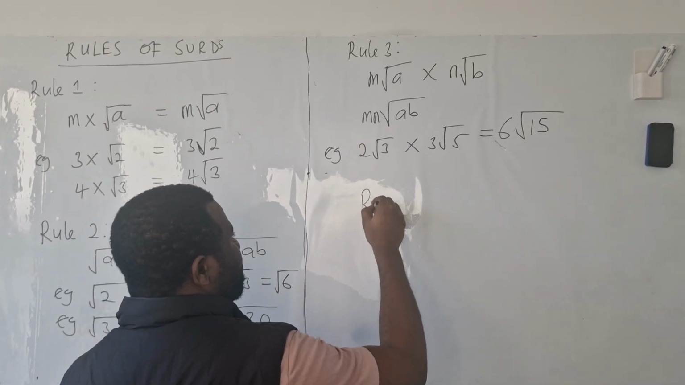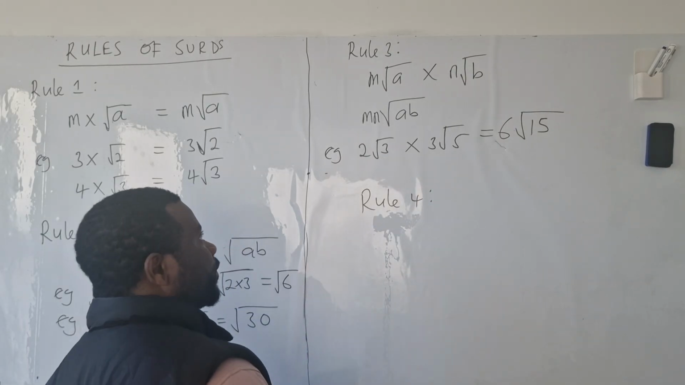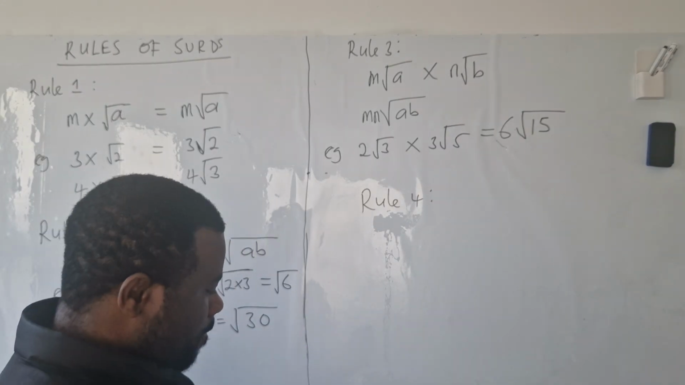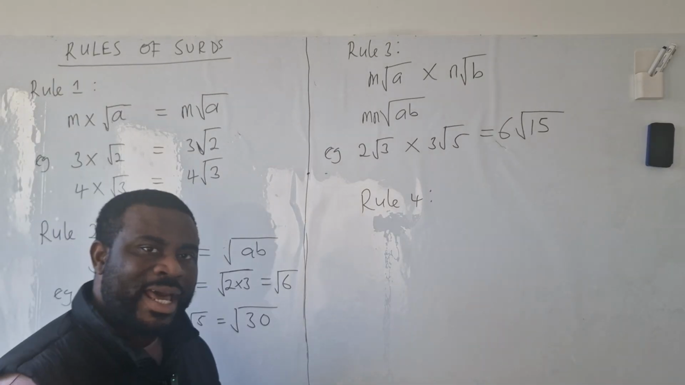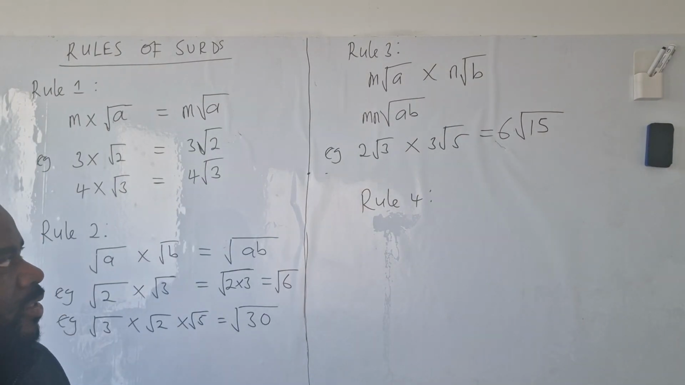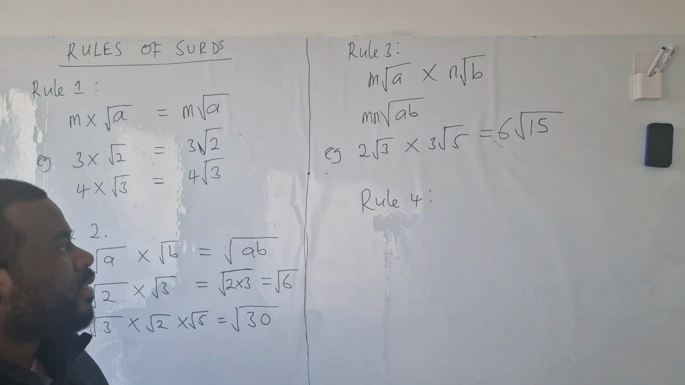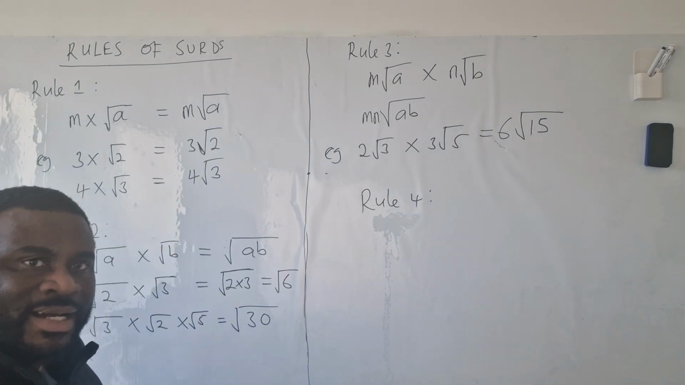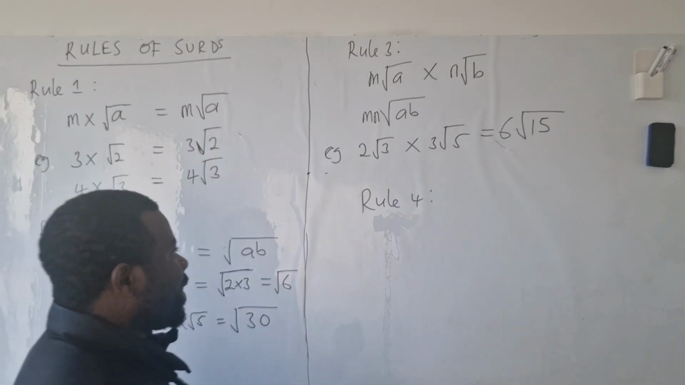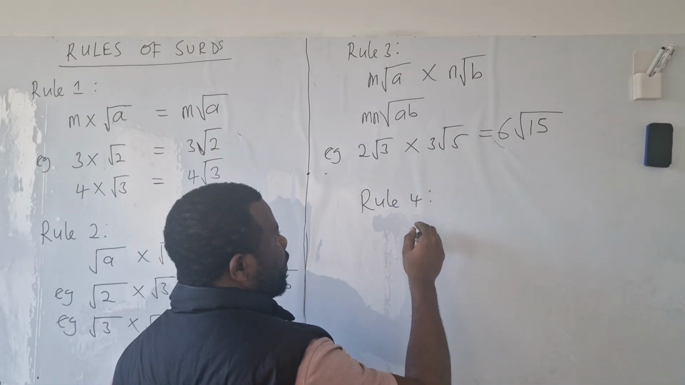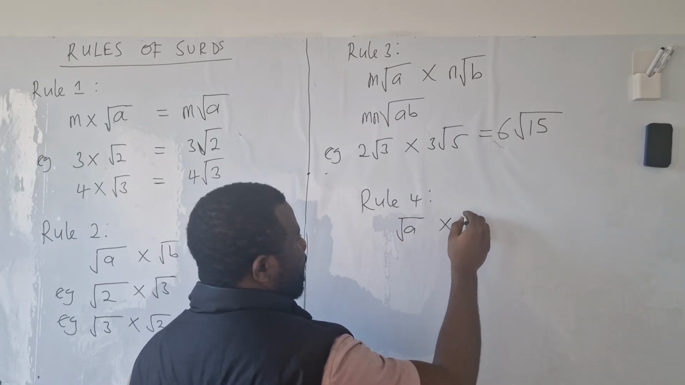Let's look at rule 4. Now, rule 4 is a multiplication of like surds. What do you mean by like surds? Like surds, we mean numbers under the root are the same. These are the like surds. Good. So let's say I have root A multiplying root A.